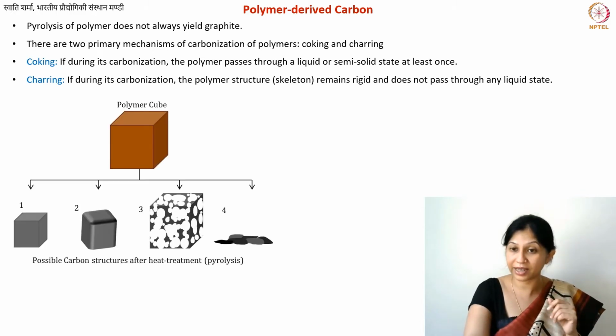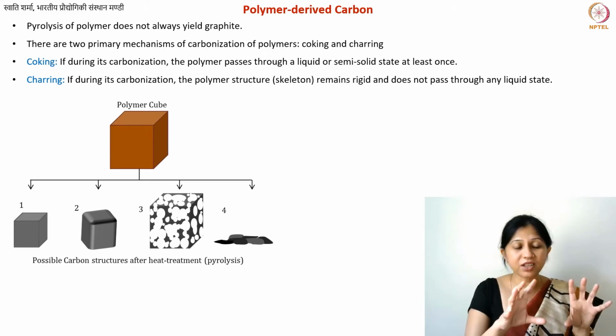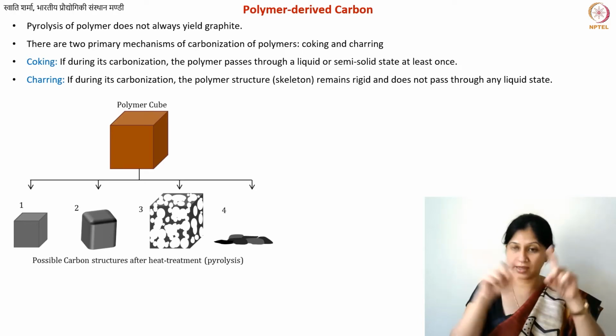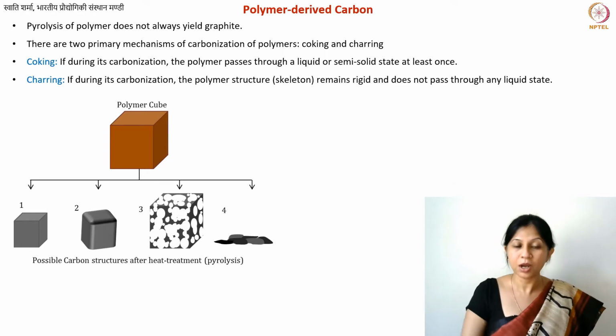So also on the next slide, I'm going to give you a chart. Here, these are just some of the possibilities when you carbonize any polymer. So you take, let's say, a cube of a certain polymer, put it inside the furnace. You have nitrogen flow, argon flow, or vacuum. So any inert atmosphere you have in your tube furnace.